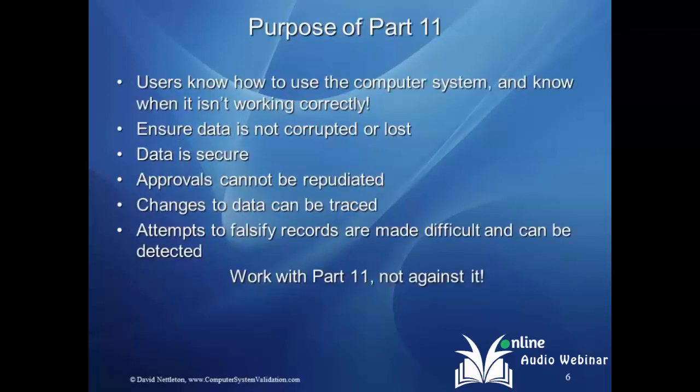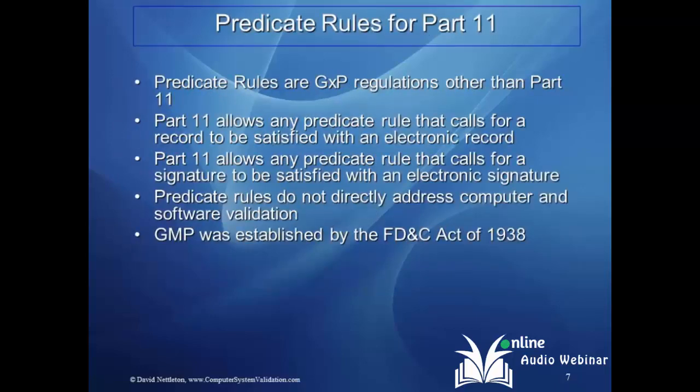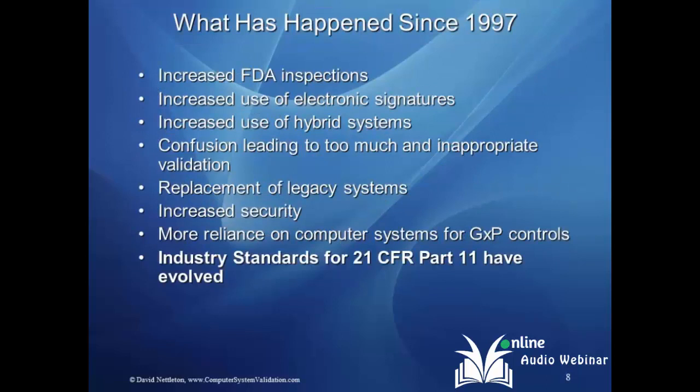Part 11 is the first law that tells users they have to know when the system is working right or wrong. Part 11 applies to predicate rules. What has happened since 1997? The law came out in 1997, and what happened is the FDA started their inspections. More GXP systems than ever before because people use software for everything.